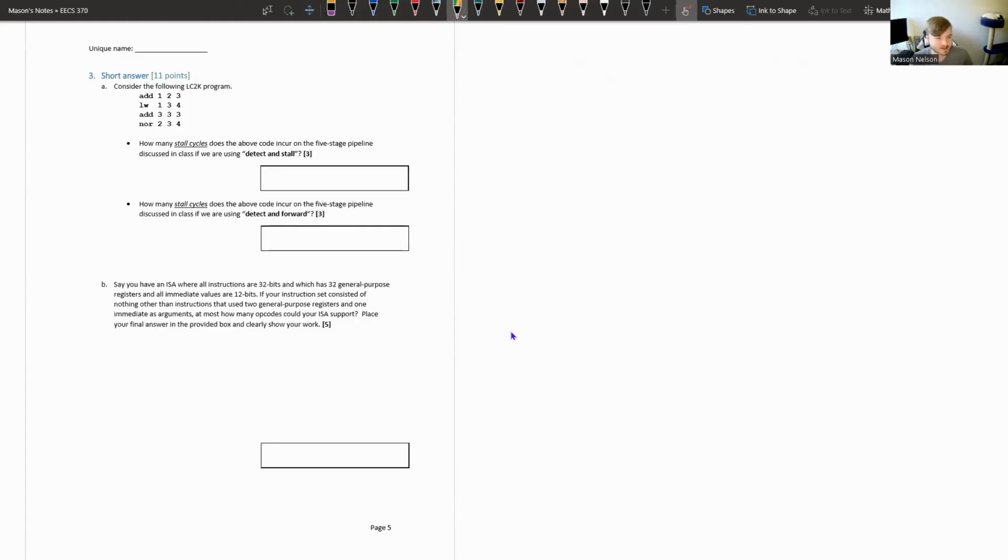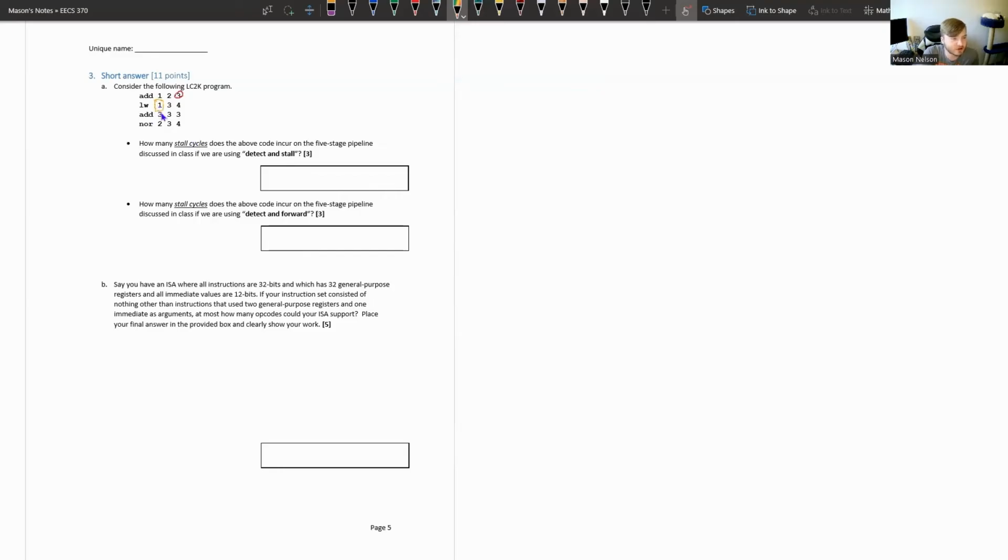And we're asked how many stall cycles the above code incurs on the 5-stage pipeline discussed in class if we're using first detect and stall and then detect and forward. So first we need to identify all of our dependencies. Let's look first between this add and this load. The add is modifying register 3, and the load is reading register 1. The load is not reading register 3 because the load will write to register 3. So there is no dependency between the add and the load here.